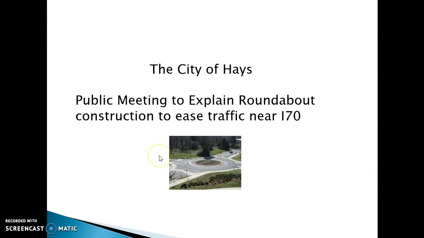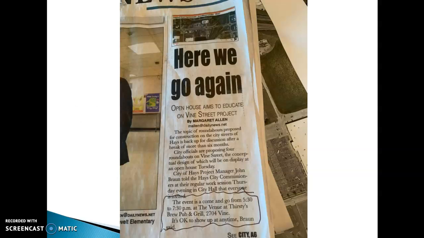Now, the city of Hays had a public meeting to explain the building of a roundabout. And I don't know how many of you have driven in roundabouts, but my wife and I drove around them a lot. They're used throughout Europe. So, I saw the article in our newspaper, and I decided to go there.